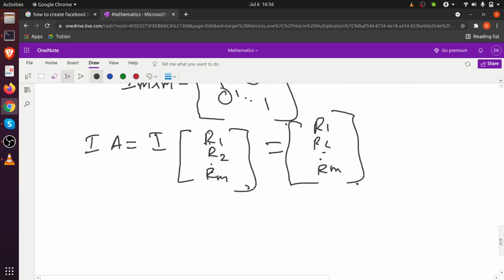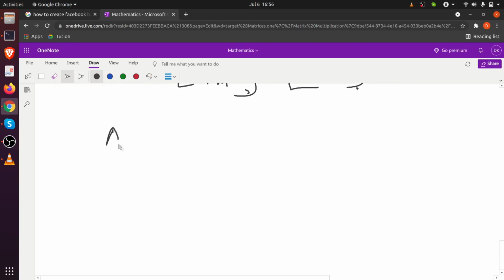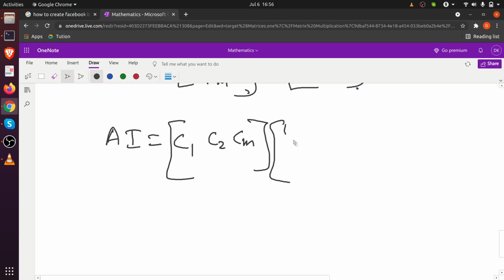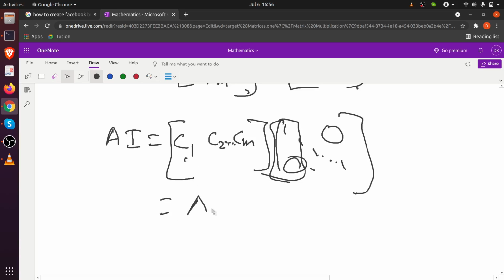Similarly, for column multiplication, multiplying I from the right hand side, A into I, you can think of the matrix A as a collection of m column vectors, and we have the identity matrix on this side, so the remaining elements are 0. Basically the column vector 1 will select column 1 of the matrix A, and you will indeed get the matrix A on the right hand side. So I is the identity of matrix multiplication.